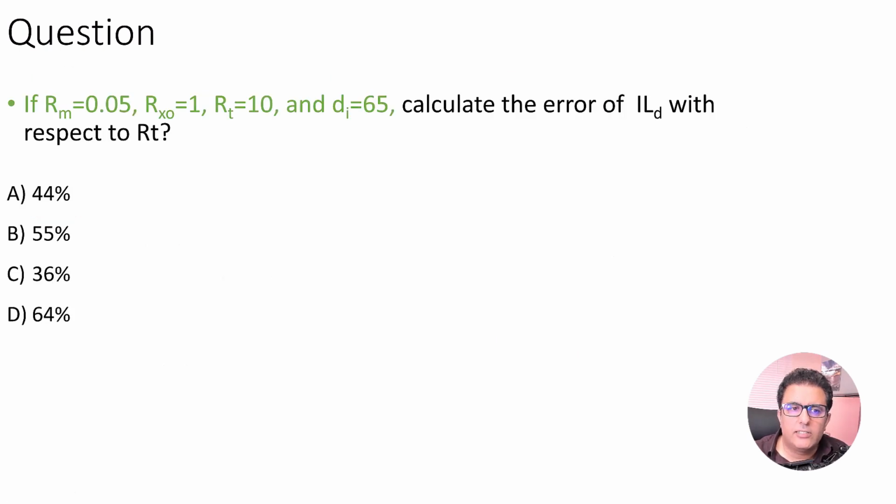Now let's do another example. Here assume that the drilling mud is conductive, and for that reason RXO becomes 1, RT is the same, 10, and the diameter of invasion zone is the same as in the first example that I solved. Now let's calculate the error of deep reading, or RID.